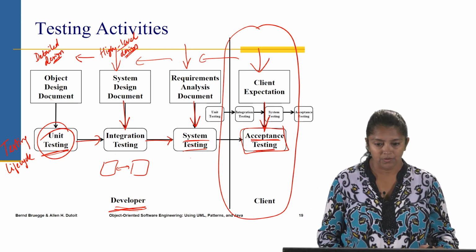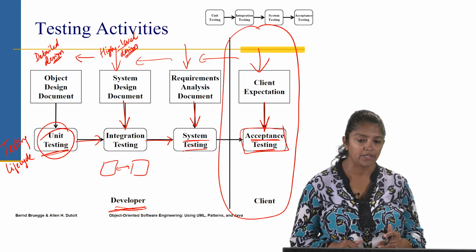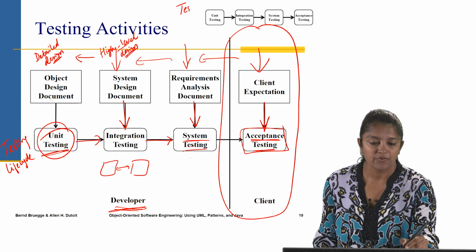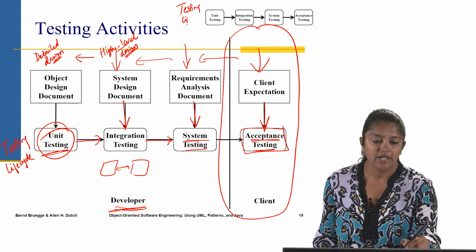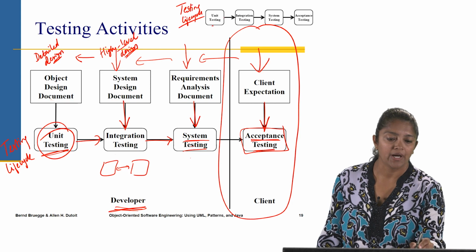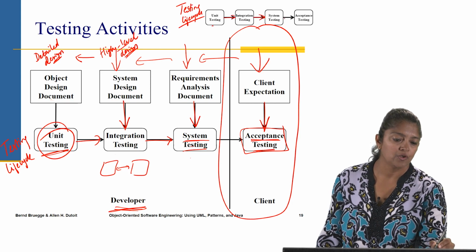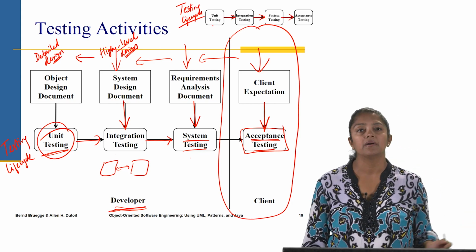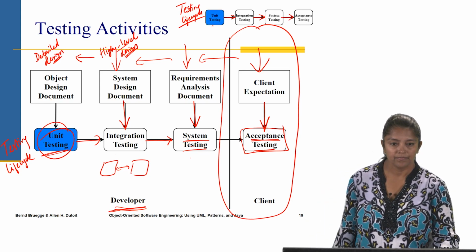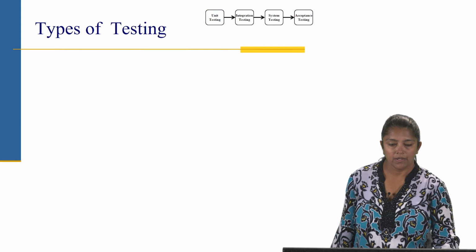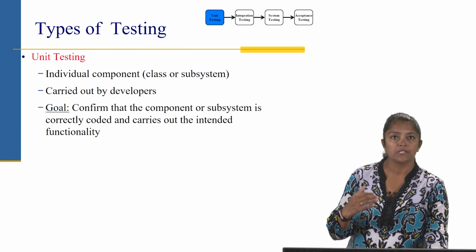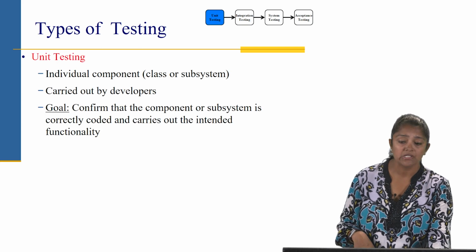Okay, so those are broadly our testing activities, and now we have our software testing life cycle, which is basically unit testing followed by integration testing, followed by system testing, followed by acceptance testing. So let's go over an overview of these different types of testing.